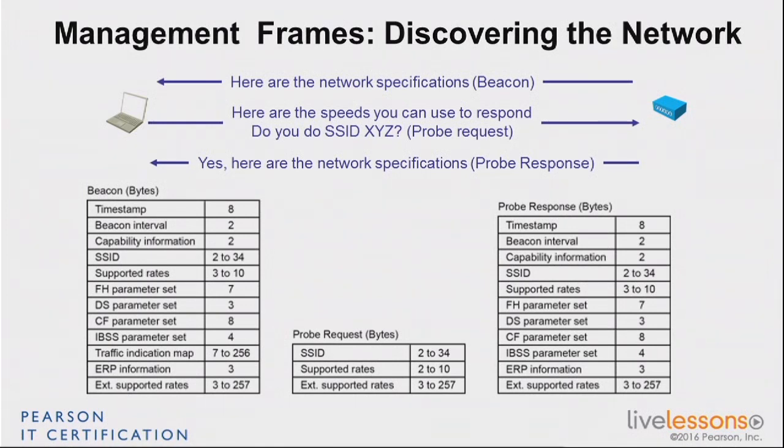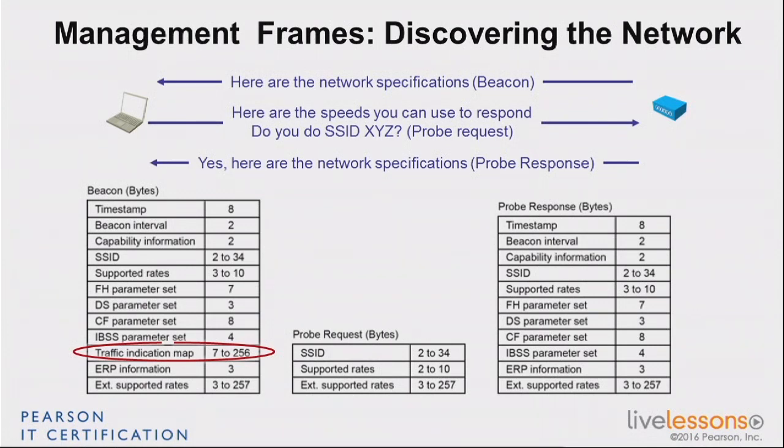If you look at the probe request in the middle, its structure is obvious, right? You just look for the SSID, and then you tell the speed at which you can be receiving the response. But if you look at the beacon and the probe response, you see it's almost identical in structure, except there is one thing that the beacon has that the probe response does not have. That's what we call the TIM, traffic indication map.